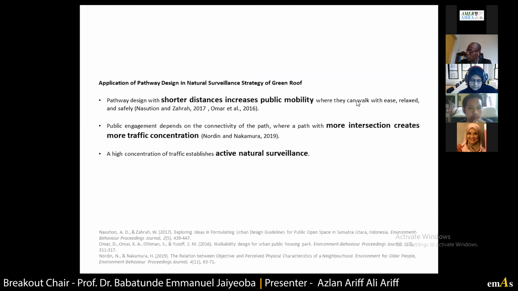So for the application of pathway design in natural surveillance strategy of green roof, pathway design with shorter distance increases public mobility, so people could walk easily, relax, and feel safe. Public engagement depends on the connectivity of the path, where a path with more intersections creates more traffic concentration. So this, in conclusion, would activate natural surveillance.